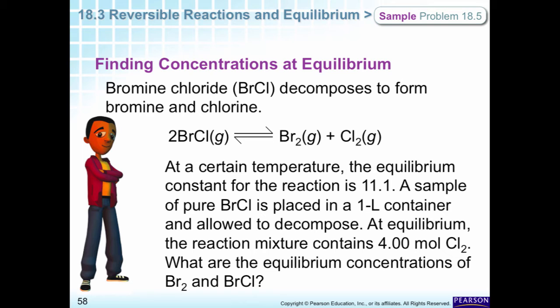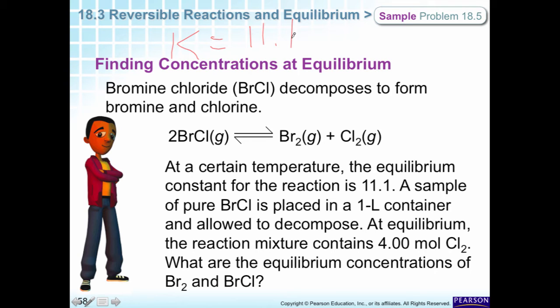Now what if we want to find concentrations at equilibrium? So here we have bromine chloride making Br2 and Cl2. They say that it's a specific temperature. They don't tell us what it is, but at some temperature, meaning that's constant, we have K. Okay, they say the equilibrium constant is 11.1. So K equals 11.1, which is in our range, saying there must be some of everything there.